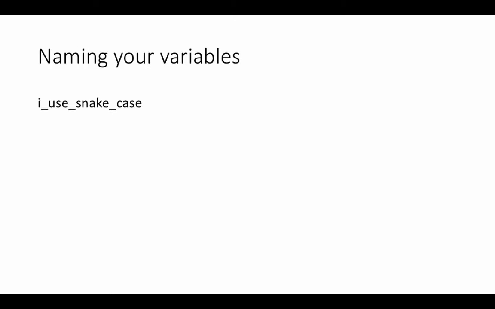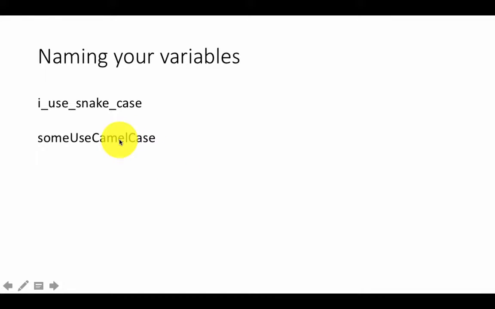One popular option is to use underscores to separate the words. So for example, i_use_snake_case. Okay, so that's a nice option. It's a popular option used not just in R, but in many other programming languages. So you could use that.